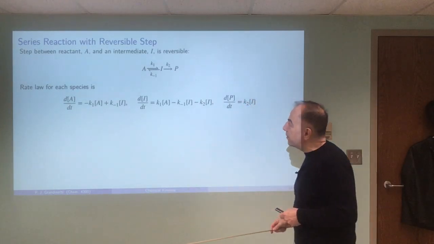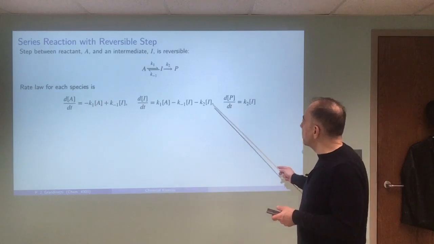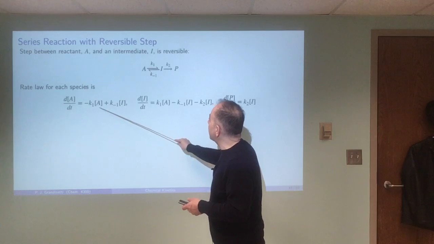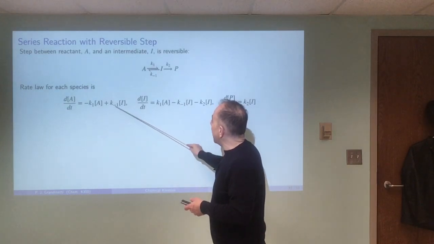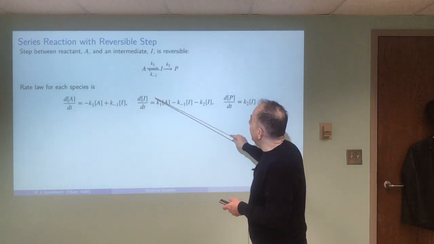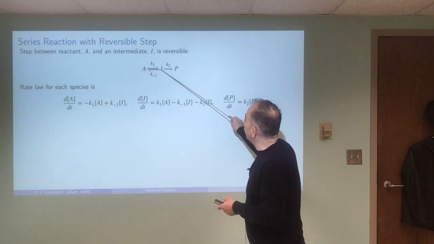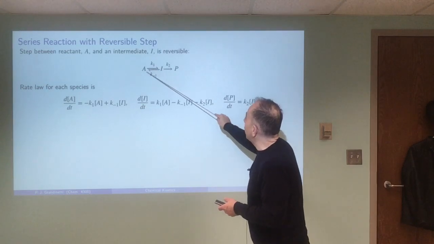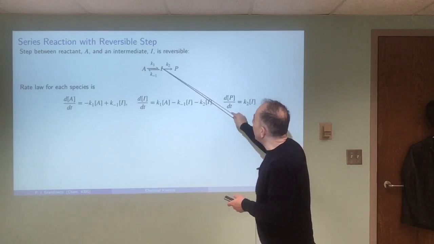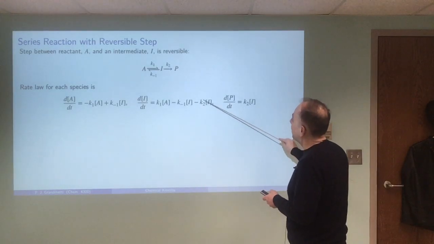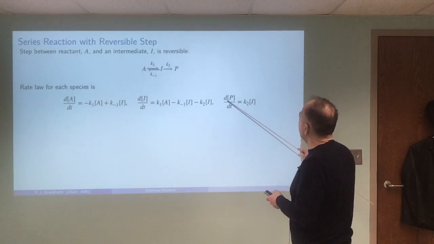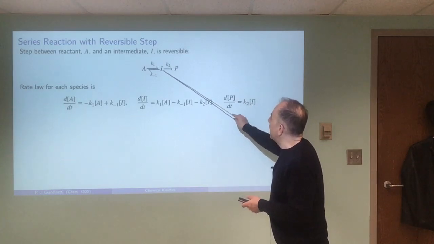So if we were going to write down the rate based on the concentration of the three species, the rate of change of A is going to be minus K1 times A, plus K minus 1 times I going back. And for I, we have K1 times A forming I, and then we have I going back to A, so that becomes minus K minus 1 times I. And then we have I going to P, so that becomes minus K2 times I. And then finally for P, it is just being formed, so it's just going to be K2 times I.